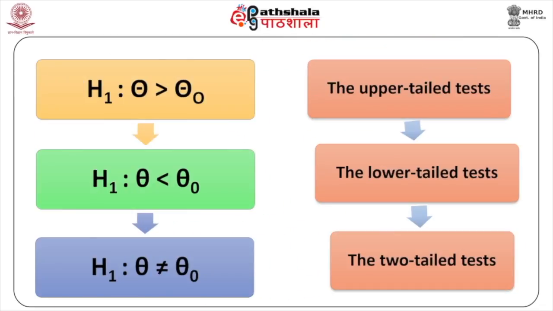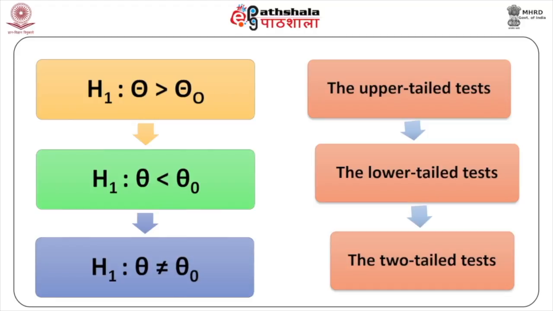The possible alternative hypotheses are: number 1, H1: theta > theta naught, or number 2, H1: theta < theta naught, or number 3, H1: theta ≠ theta naught. That is, either theta is less than theta naught or theta is greater than theta naught. These are known as the upper tailed, the lower tailed, and the two-tailed test respectively.